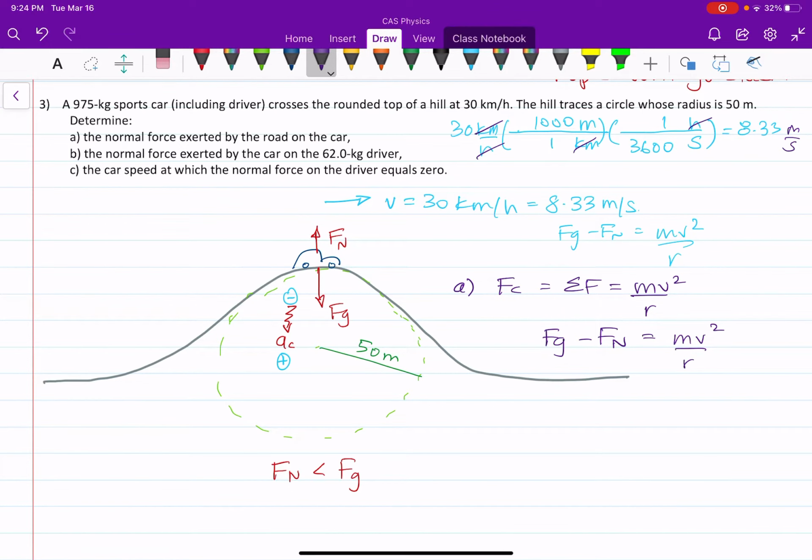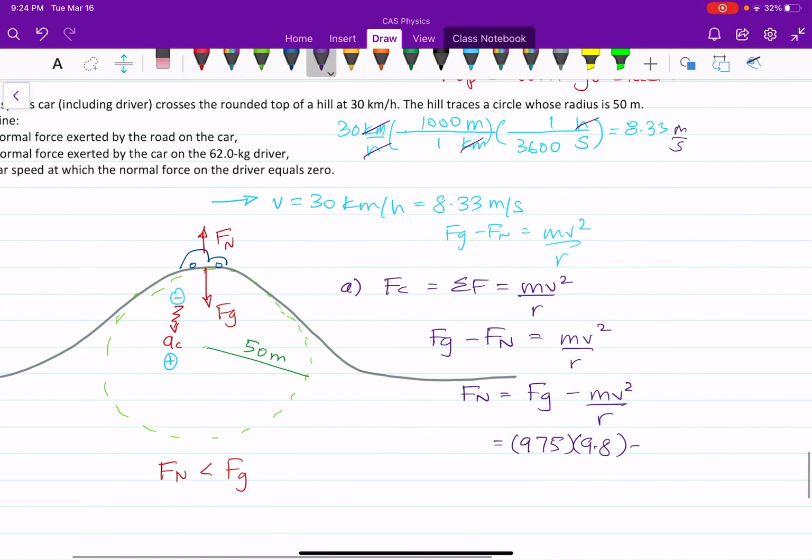The question is asking us to solve for the normal force. So rearranging this equation, we get Fn is Fg minus mv squared over r. All right, so then let's solve this. Fn equals 975 times 9.8, minus m, which is 975, times v squared, 8.33 squared, divided by 50. So let's solve this out one piece at a time.